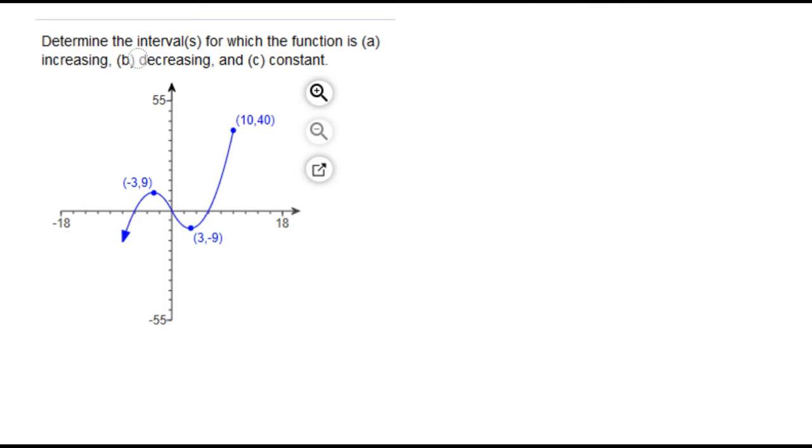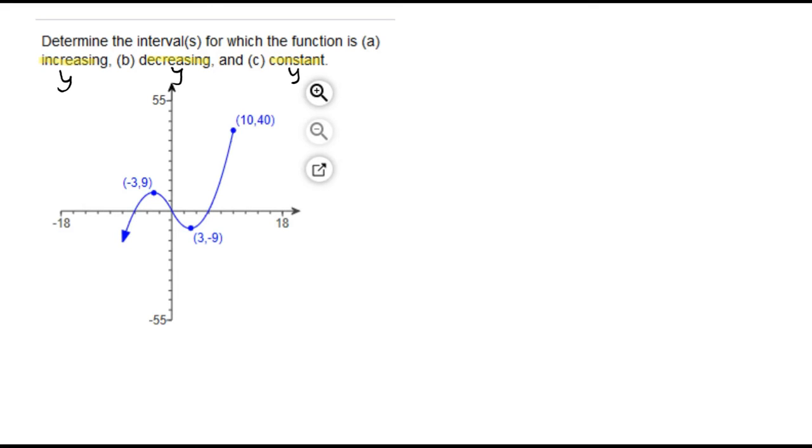This question says, determine the intervals for which the function is increasing, decreasing, and constant. So we have this picture here, and these words of increasing, decreasing, and constant, they're all describing the y values.